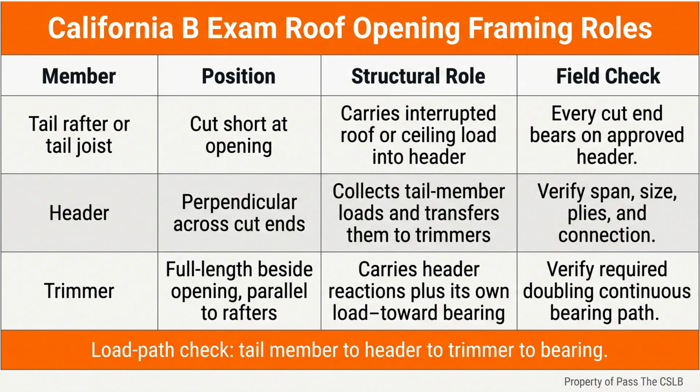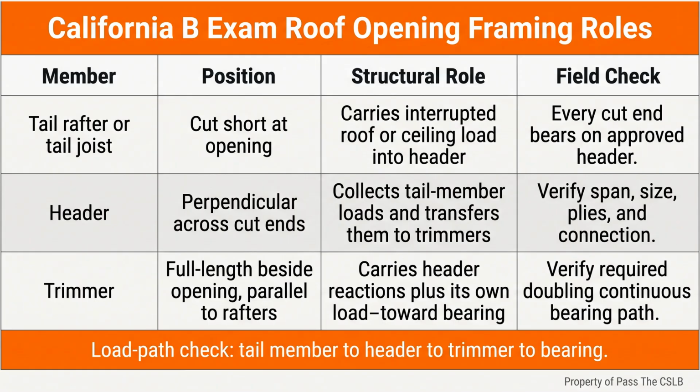Once the header span exceeds 4 feet, both the header and the trimmer joists must be doubled and must have enough cross-section to support the load. I keep the rule clean in my head. More than 4 means double the header and double the trimmer. The next threshold is 6 feet. When the header span exceeds 6 feet, approved framing hangers are required at the header to trimmer connections.